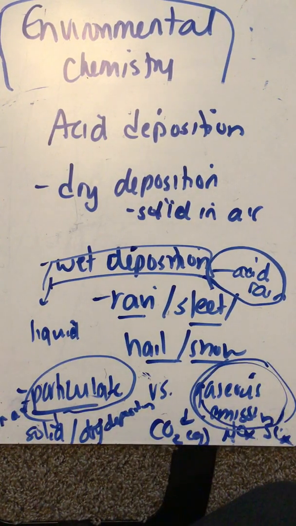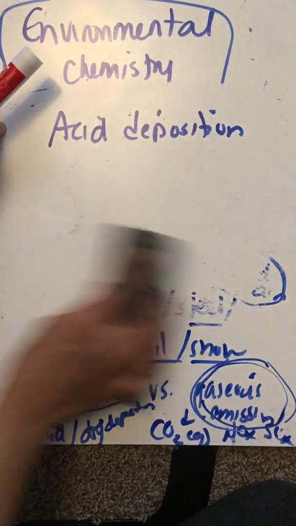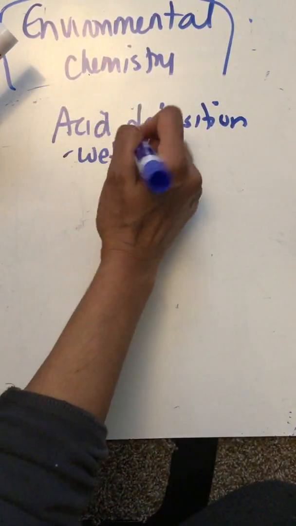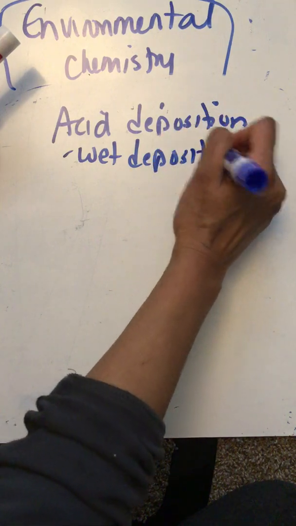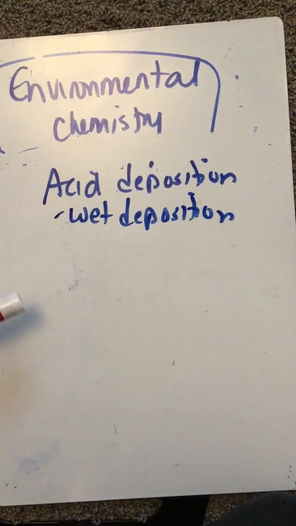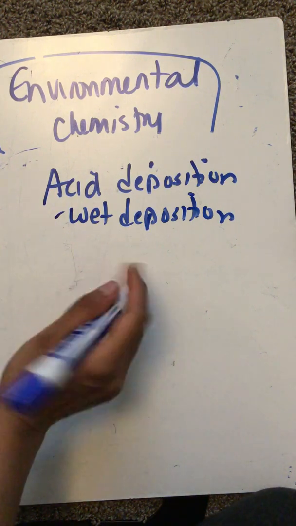So that's those things. We're going to talk about acid deposition primarily today. This is called wet deposition, right? We're going to talk about that because this wet deposition is something that you need to know for your Science 30. It's part of your outcome. So basically, let's just talk about it.